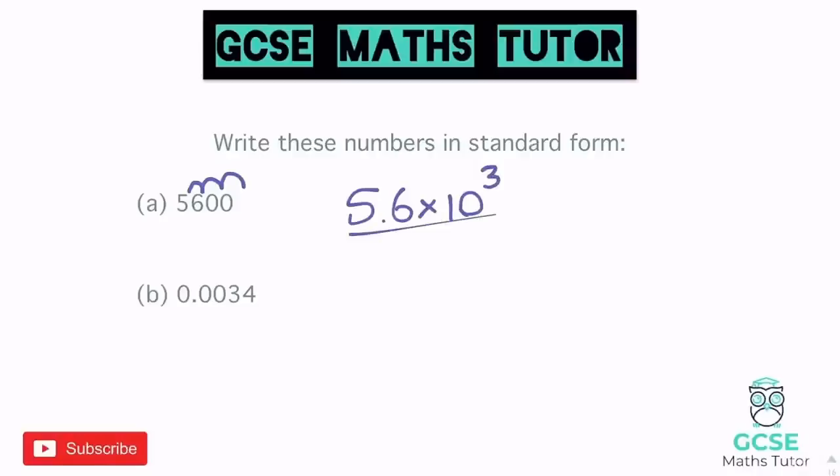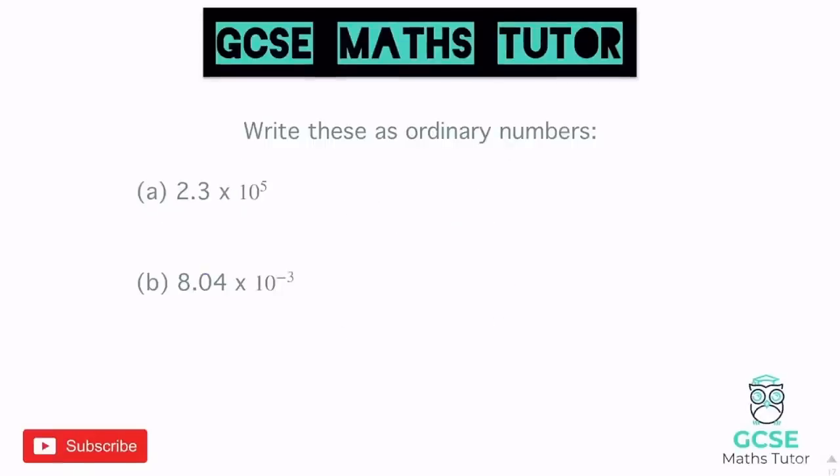Final answer. The next one is a small number, so we're going to have a negative power, because we hop the decimal the other way this time. So 1, 2, 3 would make it 3.4, and again this time it would be times 10 to the negative 3, because it's a 0 point number. That indicates that it's a small number.